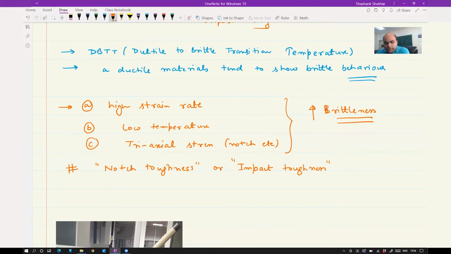Okay. So one more thing you have to note is that impact testing is more of a qualitative nature, meaning it can be used as a comparison method. Okay, it's not an absolute value. It's not a material property. It can be used as a comparative study or a comparison between different materials.